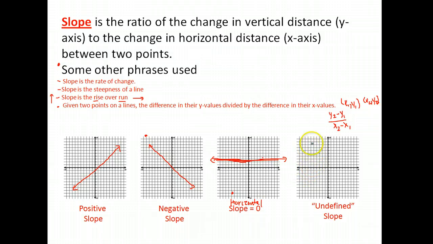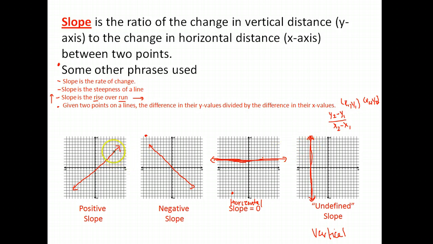And finally, we have what's called undefined slope. That is a line that's going straight up and down, a vertical line. A vertical line has undefined slope. The reason it's called undefined is because we can't really define with a number how steep that line is. It's going straight up and down.